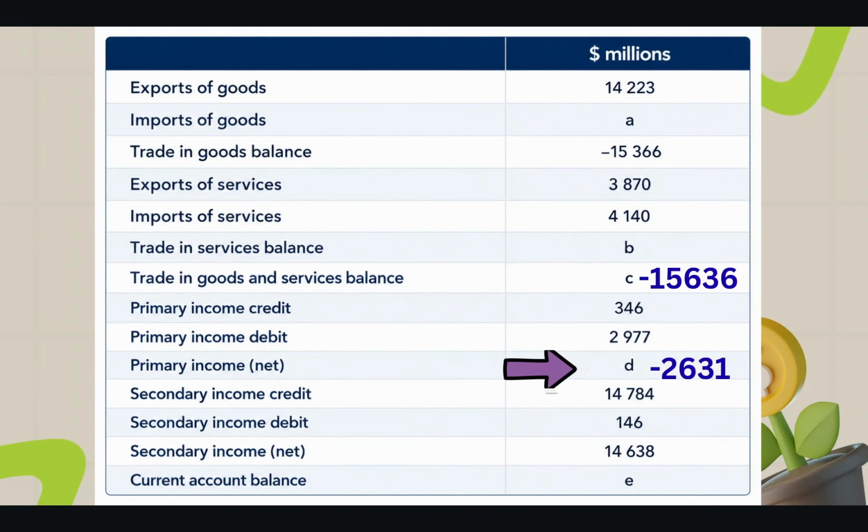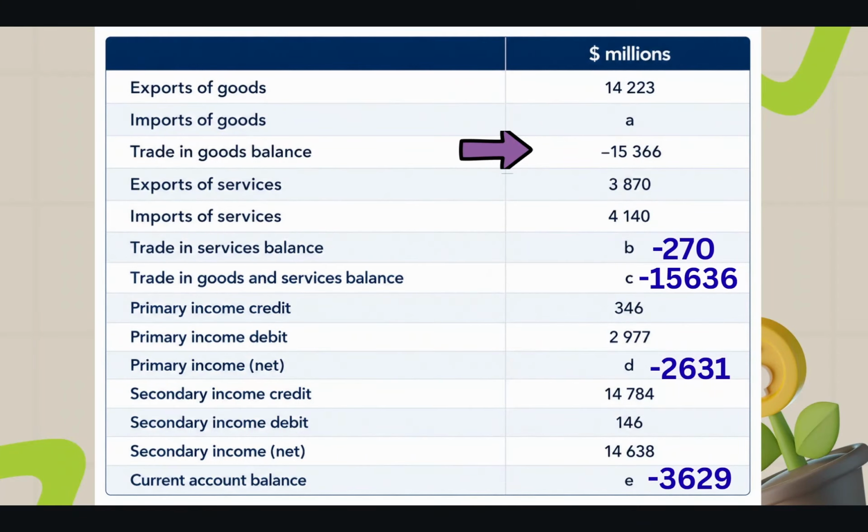Now, if I take the trade in goods and services balance that we calculated as 15,636 deficit plus the 2,631 deficit plus the net secondary income, 14,638, that gives us a current account balance of minus 3,629 deficit.